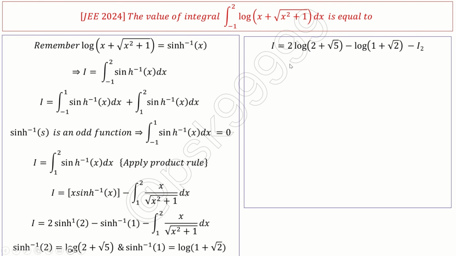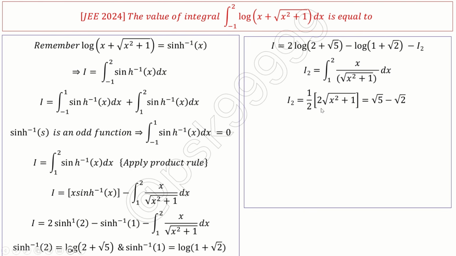So this integration now reduces to 2 log 2 plus square root of 5 minus log 1 plus square root of 2 minus I2. Now my I2, I solved it previously also. You take x square plus 1 as t, and then 2x dx is dt. So with that you can solve it.